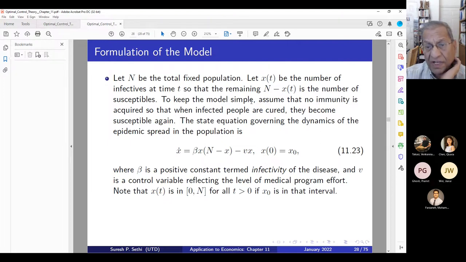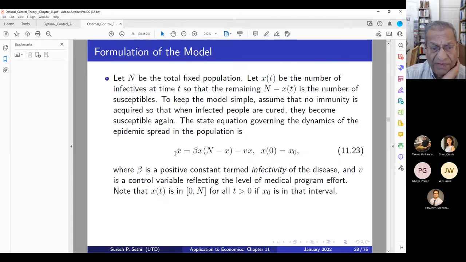So in this model, we are allowing that if you are infective and if you recover, you become susceptible again. That means you can be infected again. This happened in COVID, by the way, at least at some percentage, people have got COVID again, and some people have even gone twice. And one of our professors, the Polish lady, has got COVID after the third shot, the first booster. So to keep the model simple, assume that no immunity is acquired so that when infected people are cured, they become susceptible again. And so the dynamics of the SIR model is very simple.